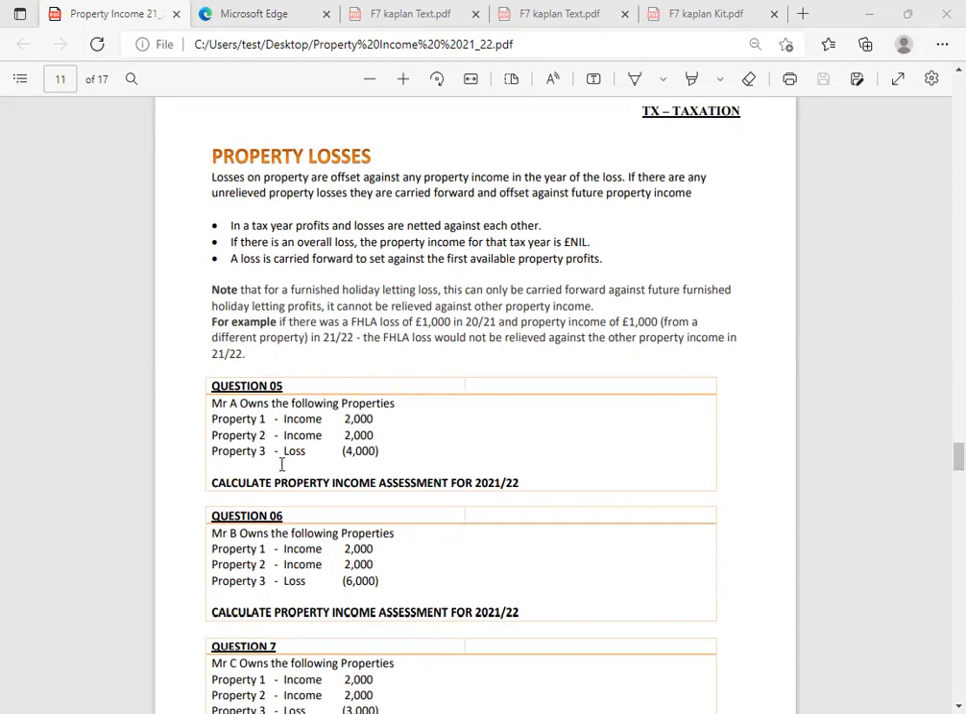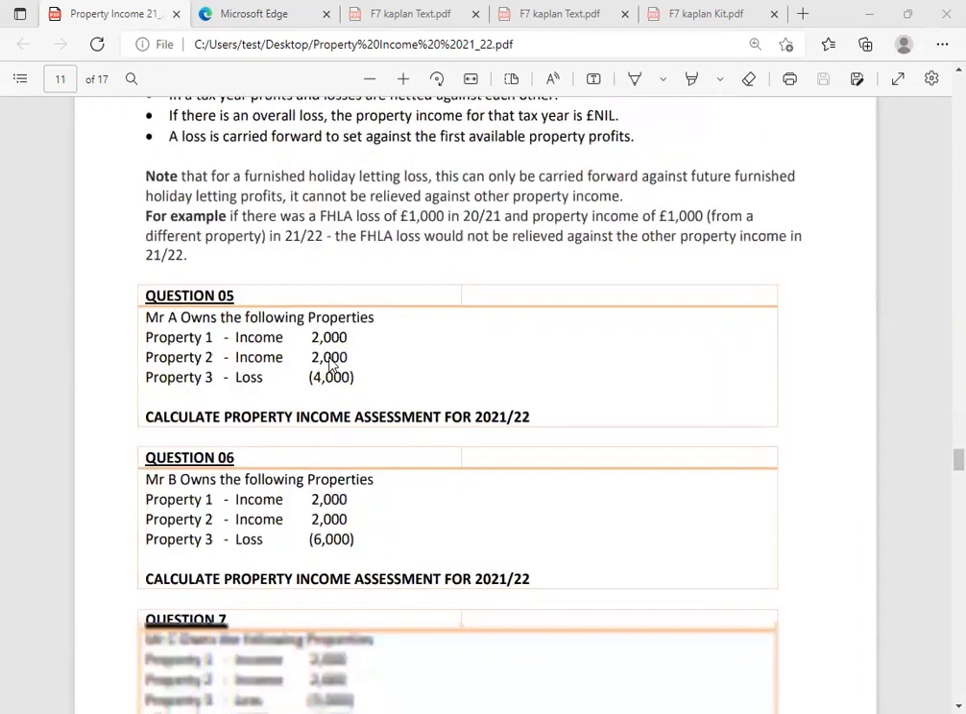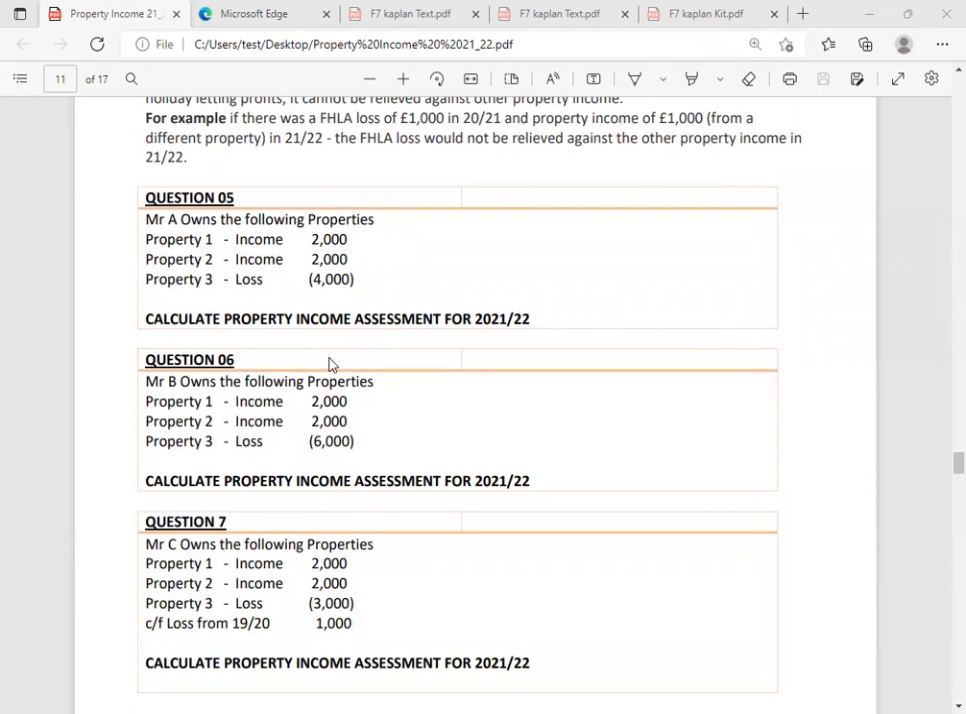So you have question number 5. You can see Mr. A owns the following properties: property 1, 2 and 3. It means he calculated these three incomes or losses by using the formats which we learned already. After completing the formats, we should make the summary. This summary should be like that. Please look.